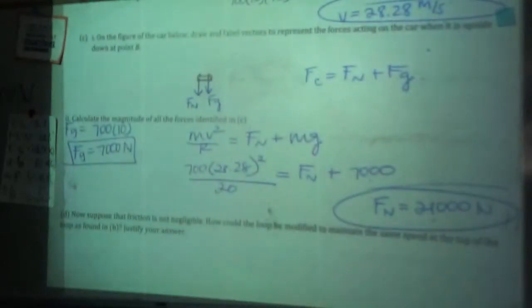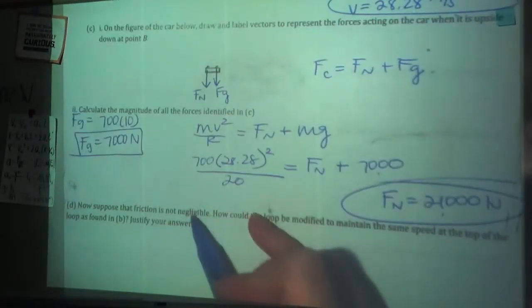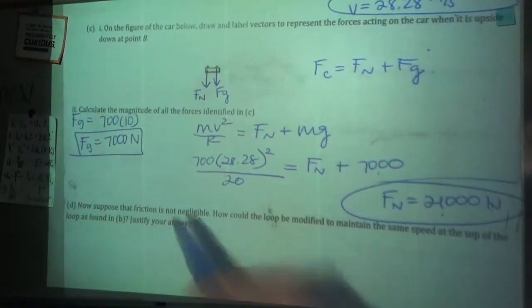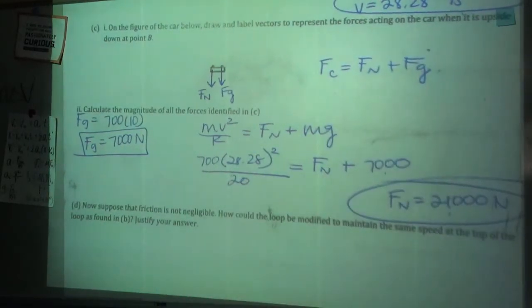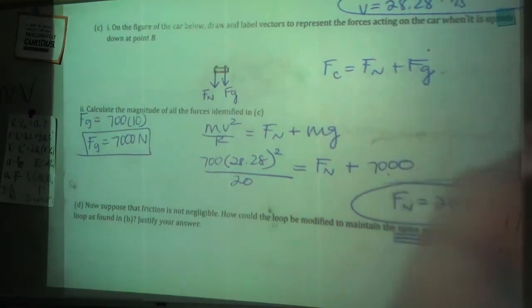Now suppose that friction is not negligible. Negligible meaning it's so small that you can ignore it. Now it's not so small that we can ignore it. Now it actually is going to make an effect. How could the loop be modified to still maintain the exact same speed at the top of the loop?